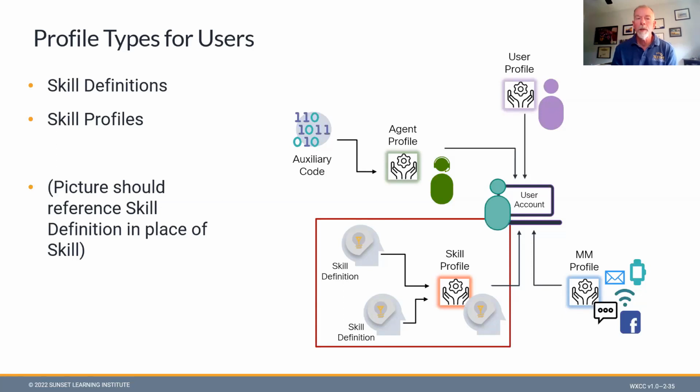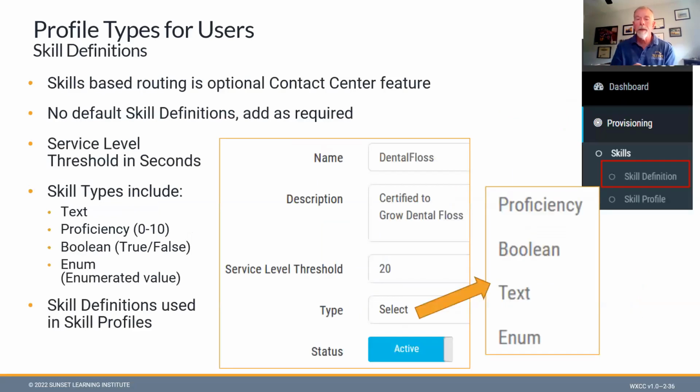Next topic of discussion here is skill definitions and skill profiles, highlighted in the bottom left-hand side of this picture. So skill definitions are basically your skills within the contact center. Skill profiles are a combination of those skill definitions that we can inherit as some kind of an agent along the way out there. There are no default skill definitions. You have to add these as required.